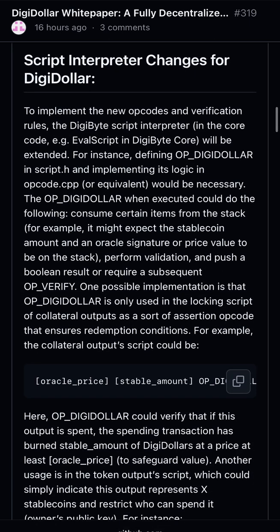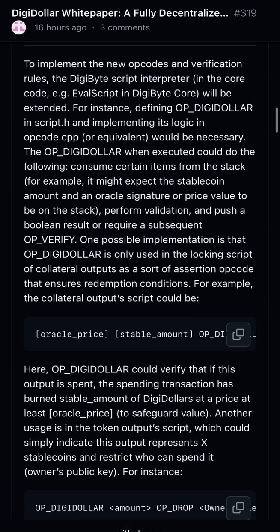Script interpreter changes for DigiDollar. To implement the new opcodes and verification rules, the DigiByte script interpreter in the core code, e.g., eval script in DigiByte Core, will be extended. For instance, defining OP_DIGIDOLLAR in script.h and implementing its logic in interpreter.cpp, or equivalent, would be necessary. The OP_DIGIDOLLAR, when executed, could do the following: consume certain items from the stack. For example, it might expect the stablecoin amount and an oracle signature or price value to be on the stack, perform validation, and push a Boolean result, or require a subsequent verify.